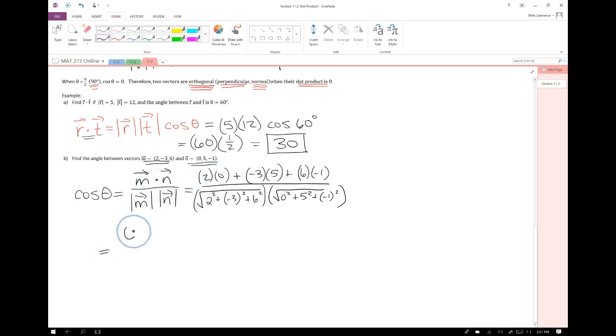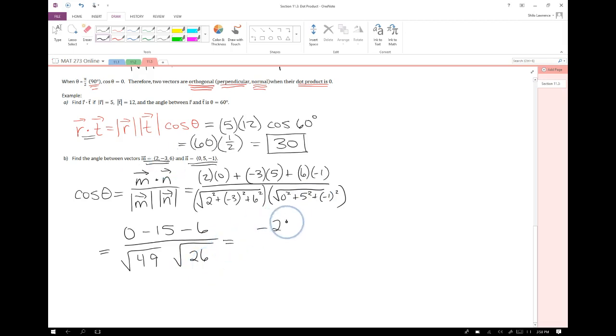So 2 times 0 is 0. -3 times 5 is -15. 6 times -1 is -6. In the denominator for our magnitudes, we're going to get 4 plus 9 plus 36, which is 49. And then we're also going to have 0 squared and 5 squared and 1 squared, which is square root 26.